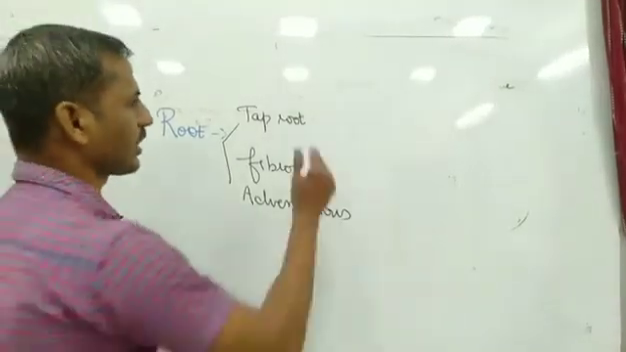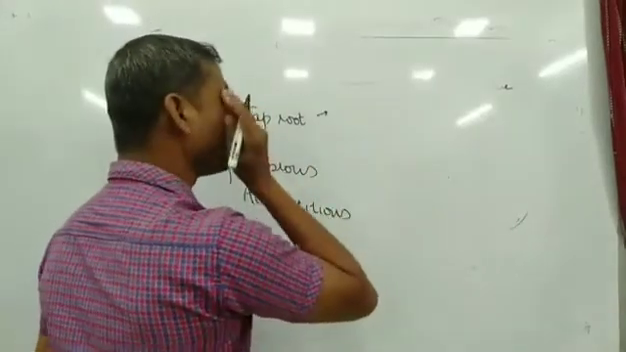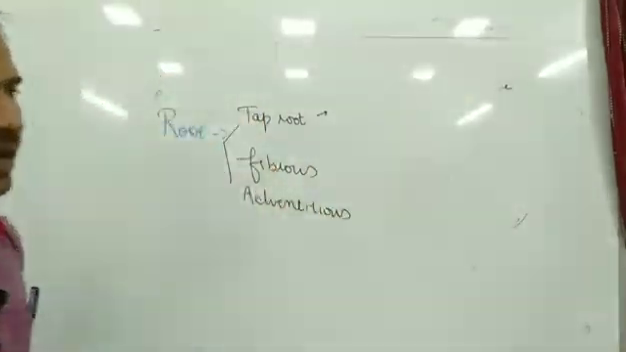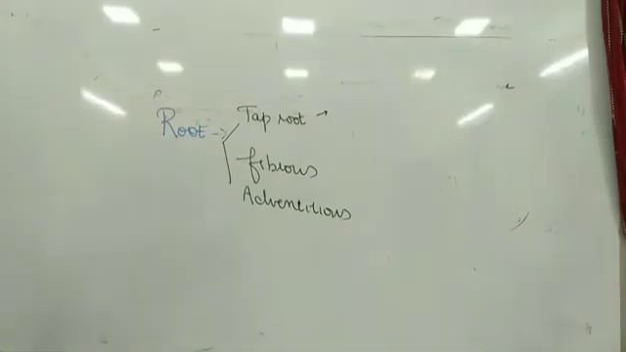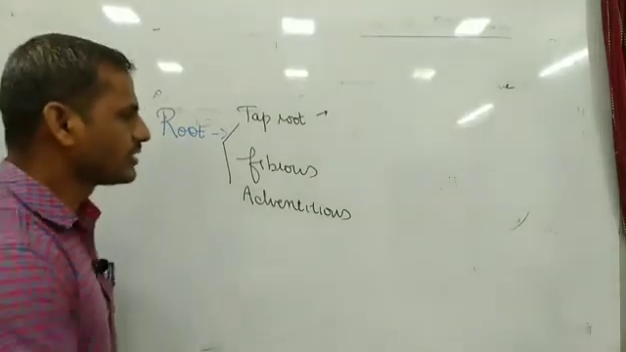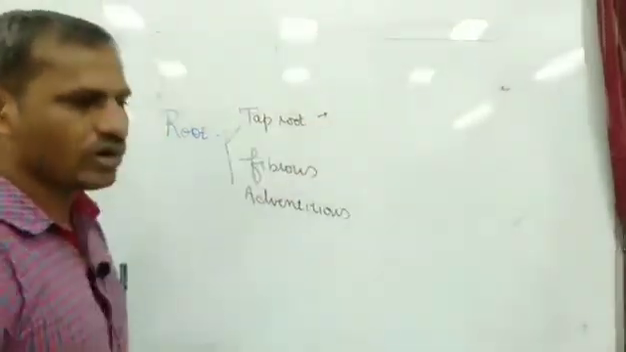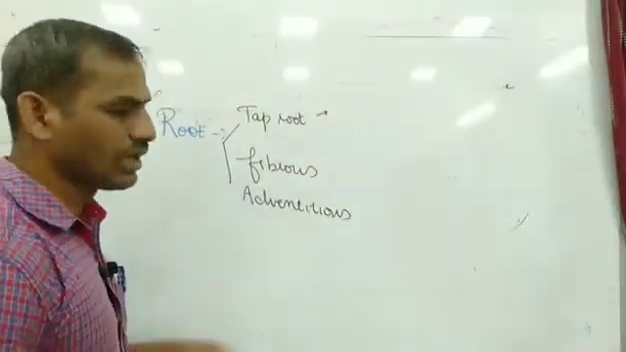Tap root has a main root, followed by the primary root, followed by the secondary root, and the secondary roots give rise to tertiary roots. And the fibrous root is a bunch of root material present there.